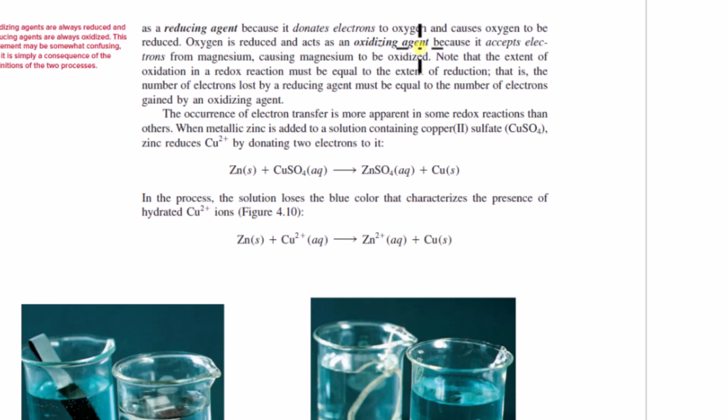So now in a redox reaction, you have one substance that's oxidized and one that's reduced, but you could also refer to one of those substances as the reducing agent and the other as the oxidizing agent, to where the substance that's oxidized is the reducing agent.